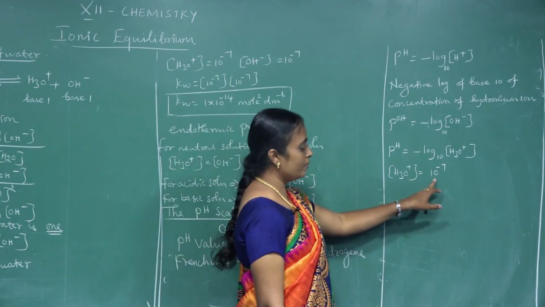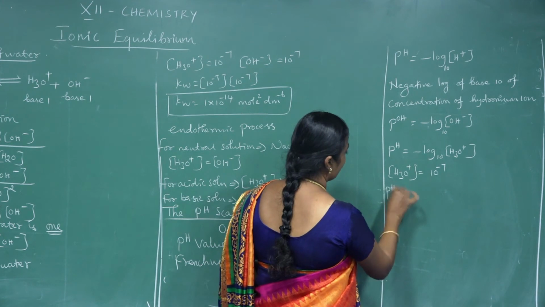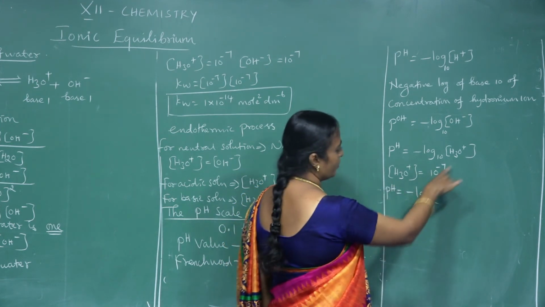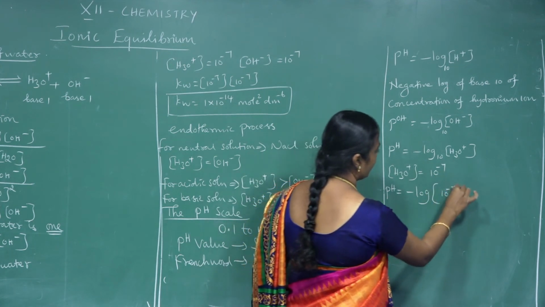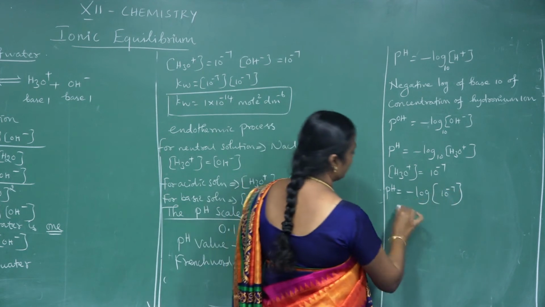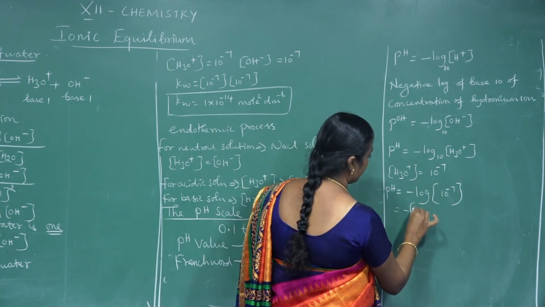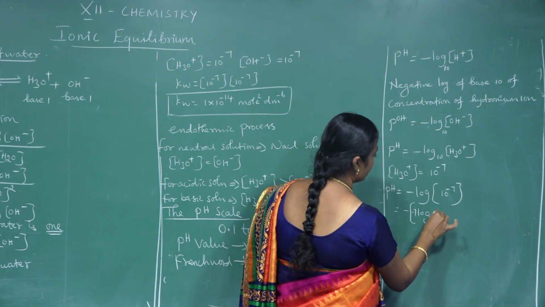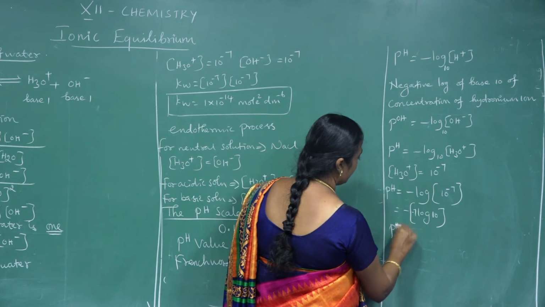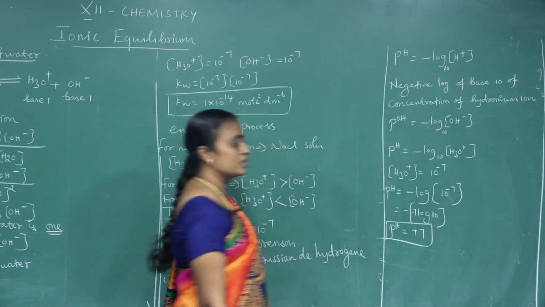So substitute 10 power minus 7 in the pH value. So pH is equal to minus log of the concentration of a hydronium ion, which will be 10 power minus 7. If I am taking minus 7 into log 10, here you get pH value equal to plus 7 only for a neutral solution.